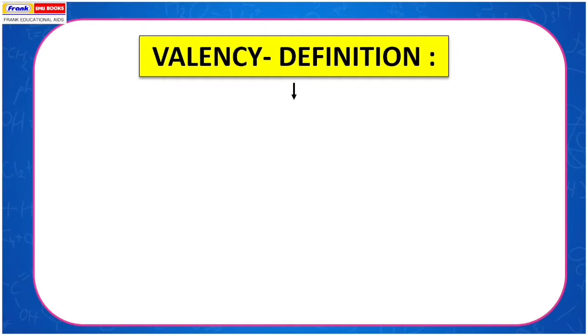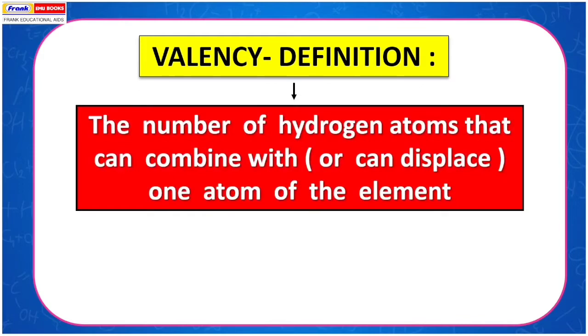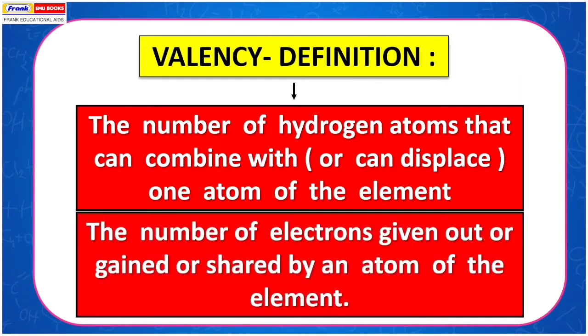Valency. Valency is defined as the number of hydrogen atoms that can combine with or can displace one atom of the element. Also, valency can be defined as the number of electrons given out, gained, or shared by an atom of the element.